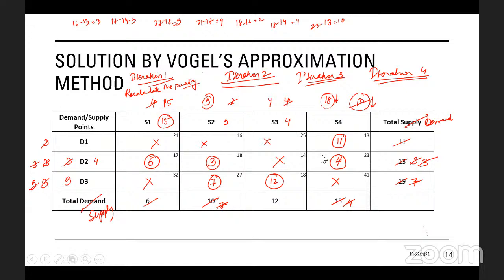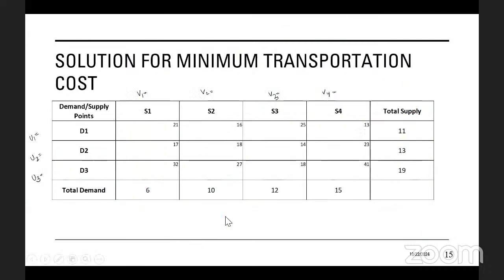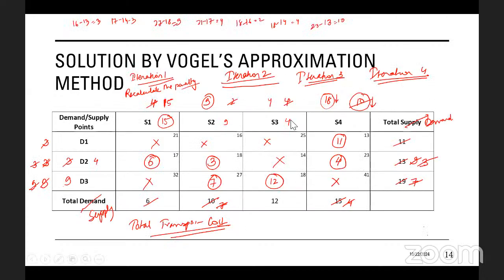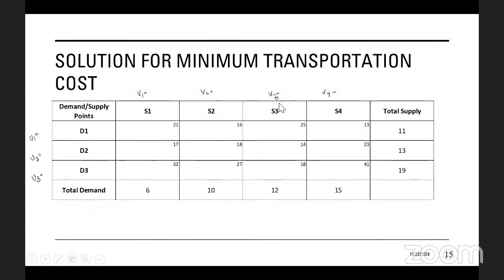Now, here also we can find the total transport cost. You can do this yourself, as we have discussed earlier. What we need to do now is find the solution for the minimum transportation cost. The final solution that we have found using Vogel's approximation method, we'll first write it down.